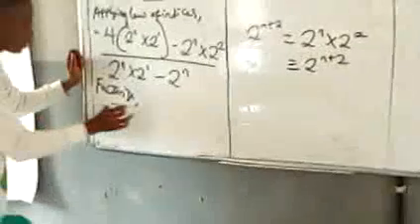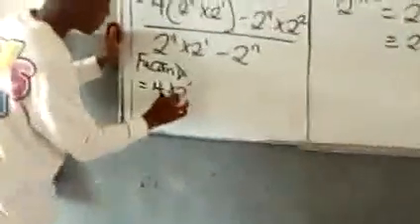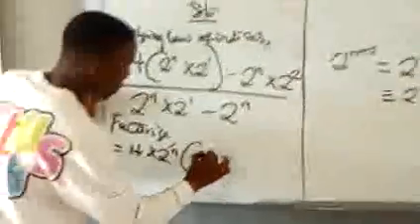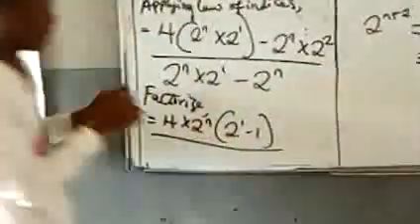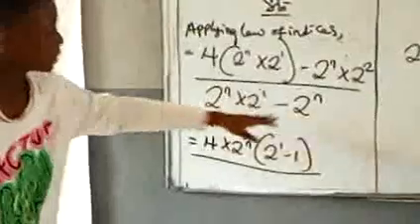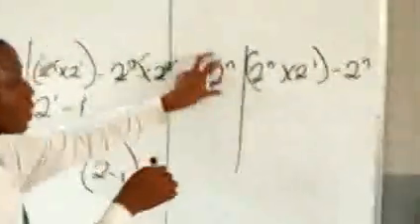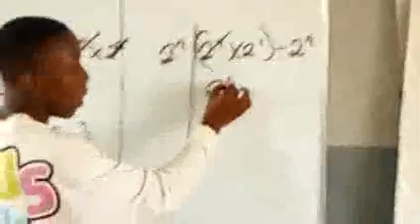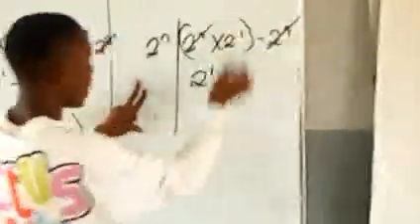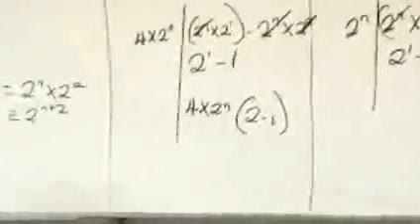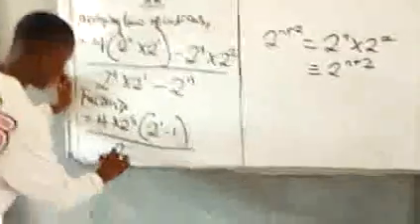So now substituting, we now have 4 times 2 raised to the power n into 2 raised to the power 1 minus 1, all over. The common factor in the denominator is 2 raised to the power n. So now, factorizing, we now have 2 raised to the power n into 2 raised to the power n times 2 raised to the power 1 minus 2 raised to the power n. Now, 2 raised to the power n will cancel out 2 raised to the power n, leaving 2 raised to the power 1 minus 2 raised to the power n, which will cancel out 2 raised to the power n, leaving us with 1. So therefore, we now have 2 raised to the power 1 minus 1.